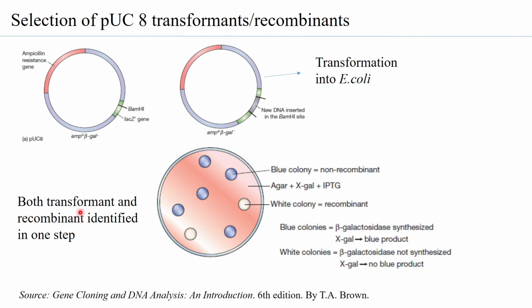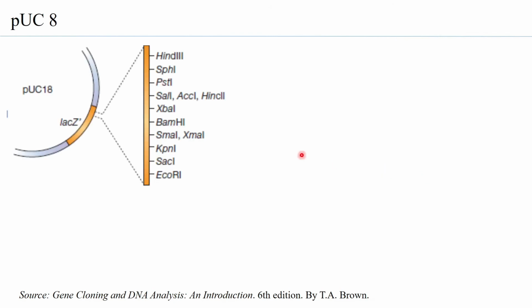So this becomes an easy aspect with respect to pUC8, where in a single step itself, one is able to find out whether it is a transformant and also able to find out that it is a recombinant. So I repeat, those that remain as blue colonies are non-recombinants, while those that become white colonies are recombinants. So this process is what is called blue-white screening, or it is also called lacZ selection system.